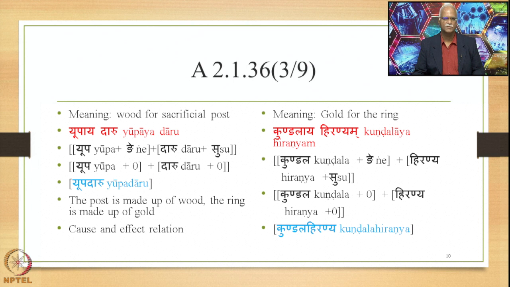So now we have this laukika vigraha yupaya daru, and then the alaukika vigraha is yupa plus nge plus daru plus su. Now this becomes a samasa, and this then becomes pratipadika, and nge and su become part of the pratipadika, and so supo dhatu pratipadika yoho applies, and both sups are deleted, and so you get the final output of the compound process in the form of yupadaru.